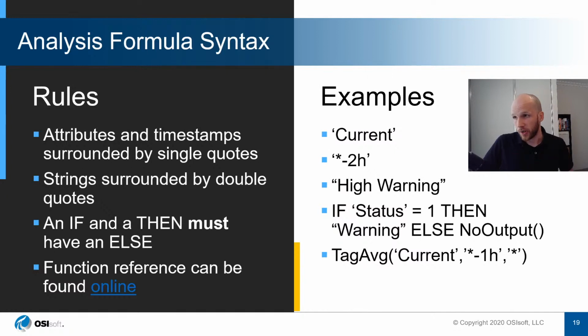Now, when we write these formulas, we need to use these rules. Attributes and timestamps need single quotes, they need bunny ears. Strings are surrounded by double quotes. If you use an if statement, you must have an else at the end, and we'll actually encounter this. If you want more information, there's an online resource of functions, and you can find it online. I'll hand out these slides, and you can click on that link later.